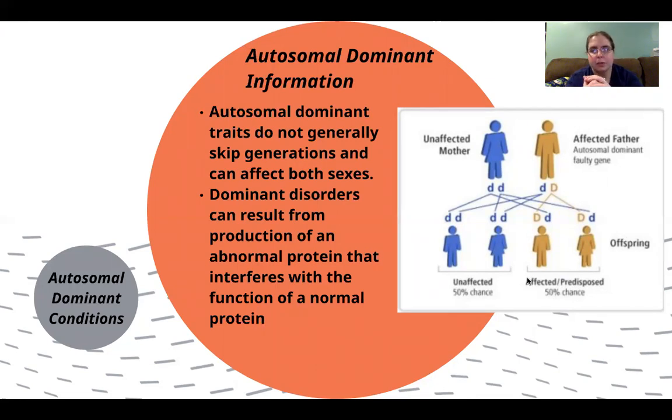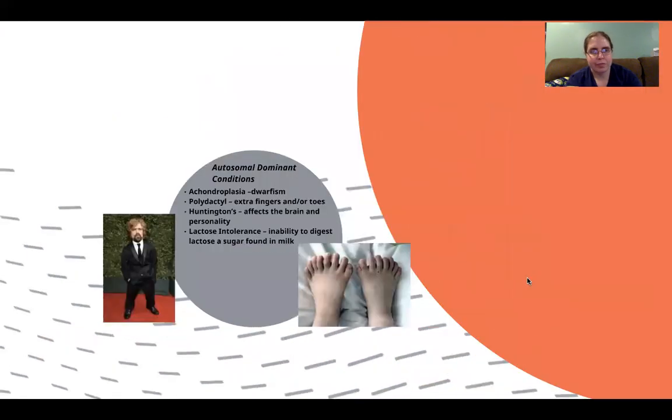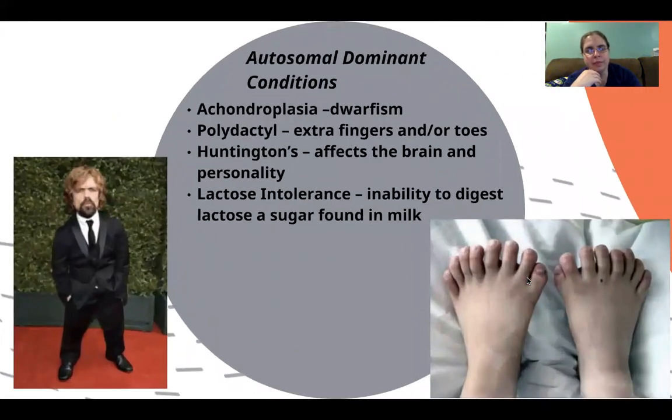They result from production of an abnormal protein that either gains a new job or a new function, or it interferes with the functions of other proteins. So the protein is there and it's doing something, it's just not doing the right thing. Here are some autosomal dominant conditions.